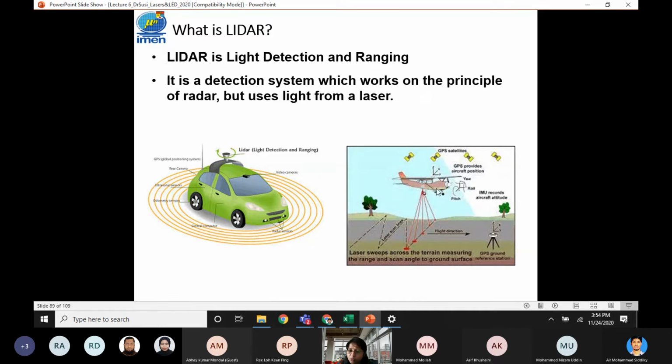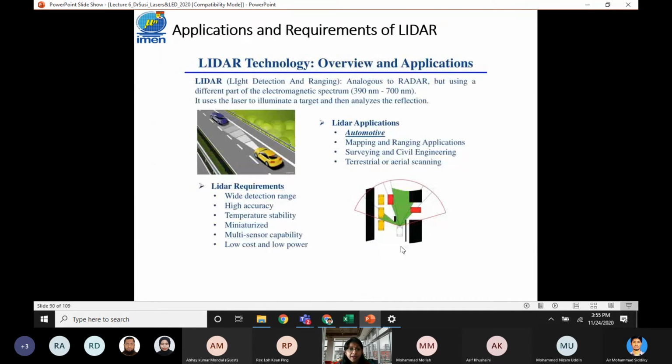LiDAR can also be used in a helicopter, with a laser equipped in the helicopter. It sends out laser light, the light is reflected back, and images of the region are collected, so you can get a view of what's happening in the region below you. Okay. And the LiDAR technology, the overview and the application. Basically it can be used in automotive for mapping and also ranging applications.